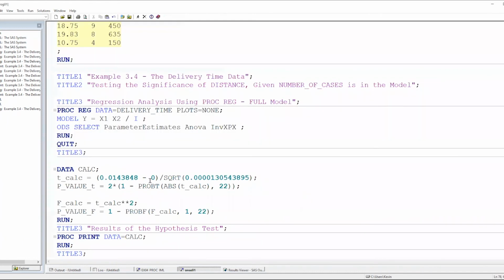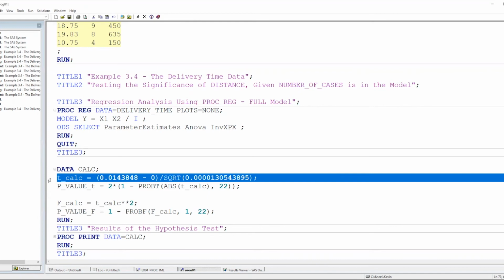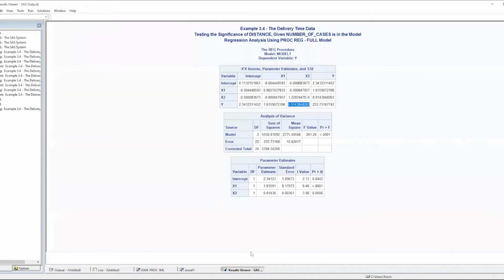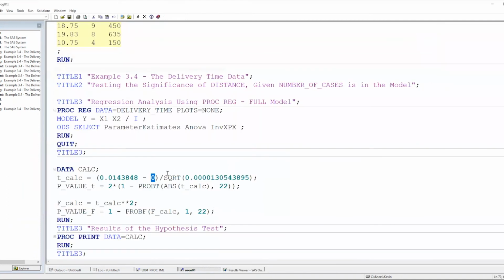All right. And so what I've done is I'm creating a new data set called calc. And in my first step in the data step, I'm going to calculate the value of my test statistic. And so here I have the value of beta 2 hat. From that, I subtract the hypothesized value, which is 0. And then on a hand calculator, I calculated the product of this quantity here and the 10.62417. Already done that. Okay, and I entered that value here just as a literal value.